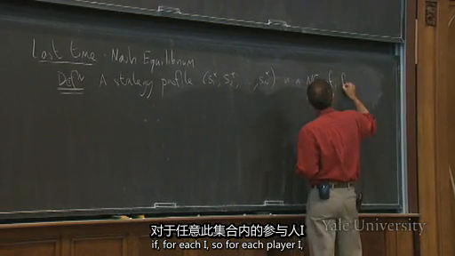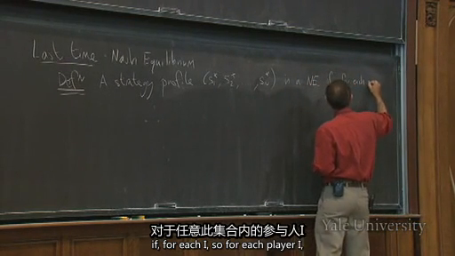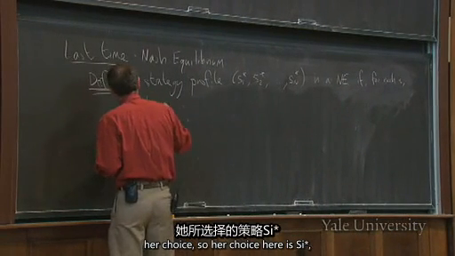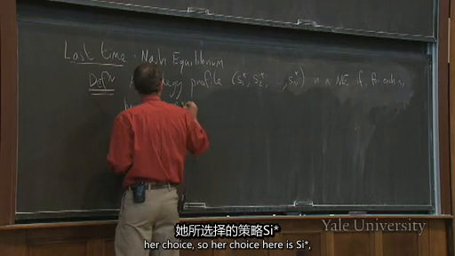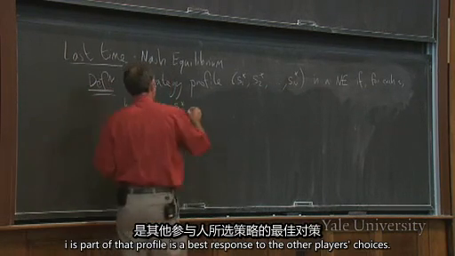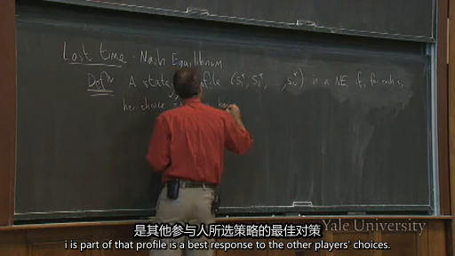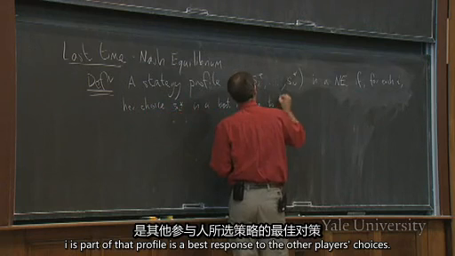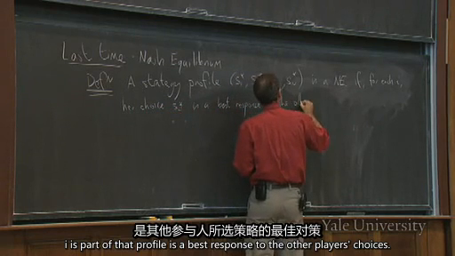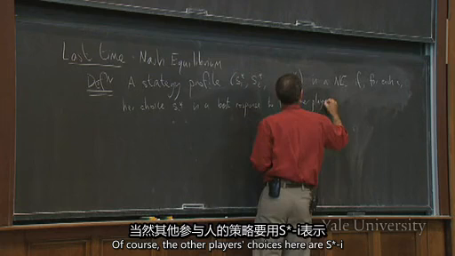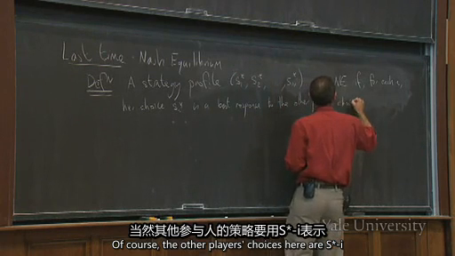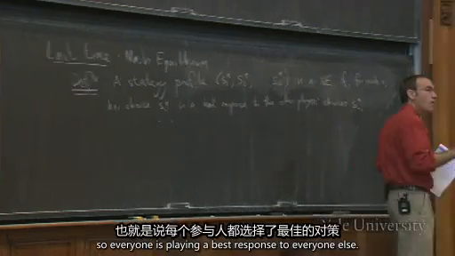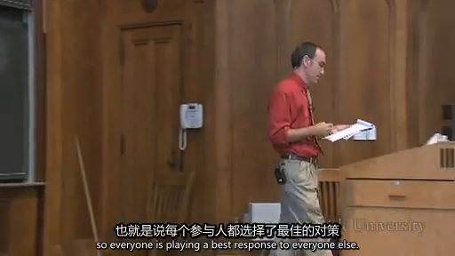if for each player I, her choice, so her choice here is Si star, that's I's part of that profile, is a best response to the other players' choices. And of course, the other players' choices here are S minus I star. So everyone is playing a best response to everyone else.